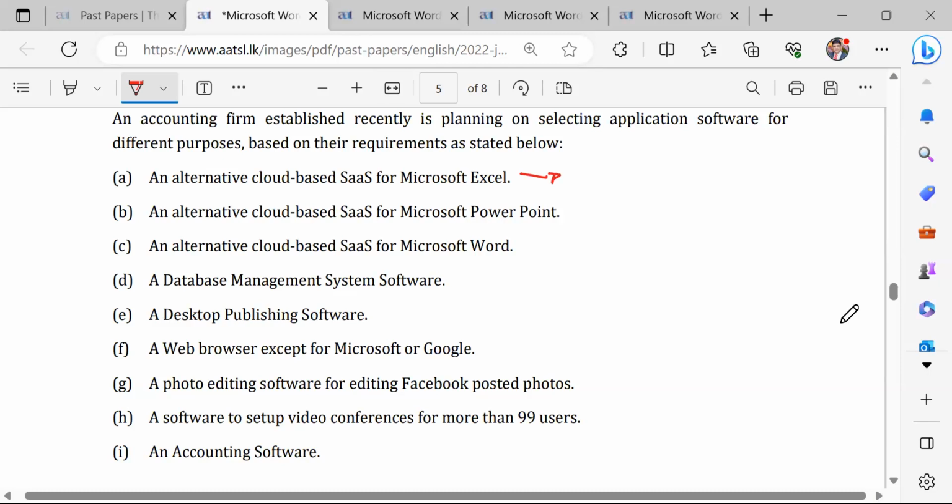Right. Alternative cloud-based SaaS. What is SaaS? Software as a service for Microsoft Excel. What is it? In Google Apps, it is supposed to be cloud-based. If you are going to write any software that is not running in the cloud, that is wrong. Right? You can't say OpenOffice Calc, that is on-premise.